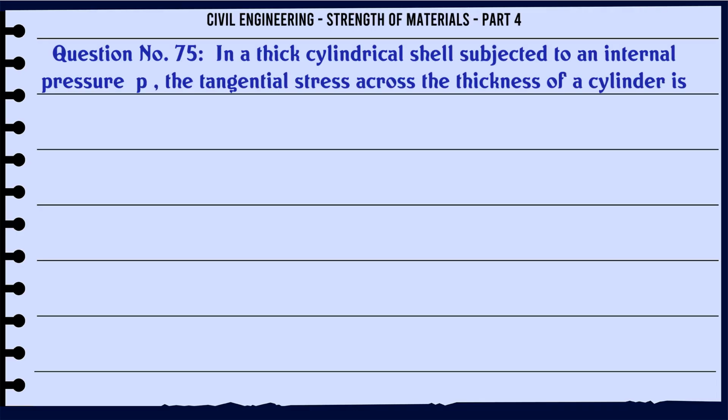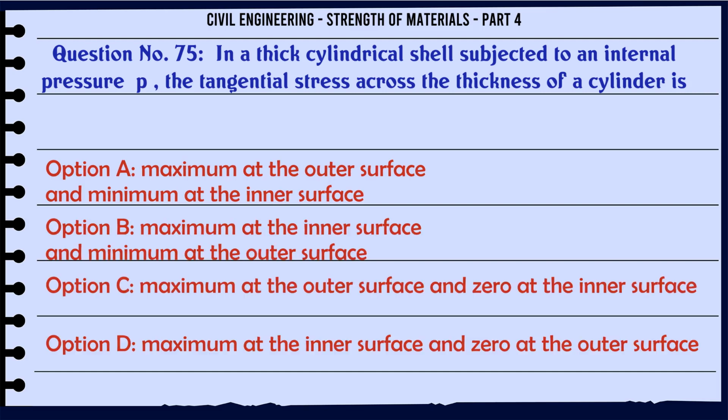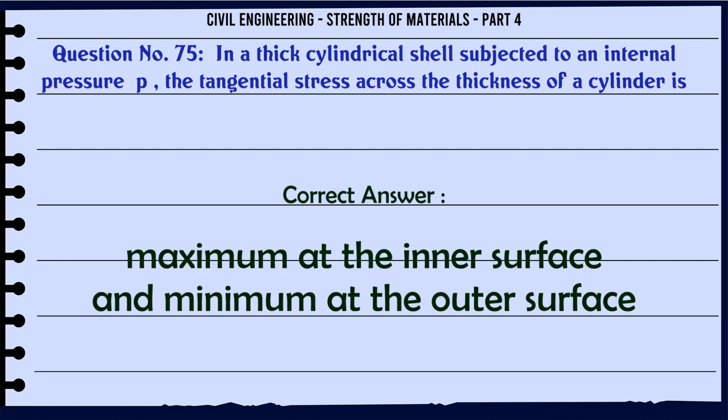In a thick cylindrical shell subjected to an internal pressure P, the tangential stress across the thickness of a cylinder is A. Maximum at the outer surface and minimum at the inner surface, B. Maximum at the inner surface and minimum at the outer surface, C. Maximum at the outer surface and 0 at the inner surface, D. Maximum at the inner surface and 0 at the outer surface. The correct answer is maximum at the inner surface and minimum at the outer surface.